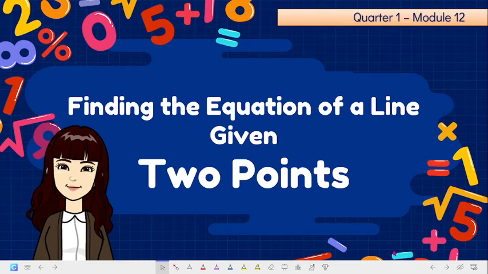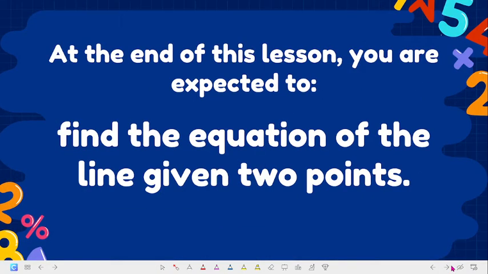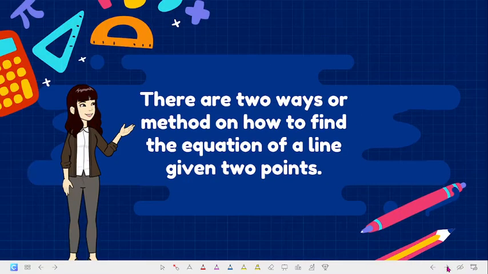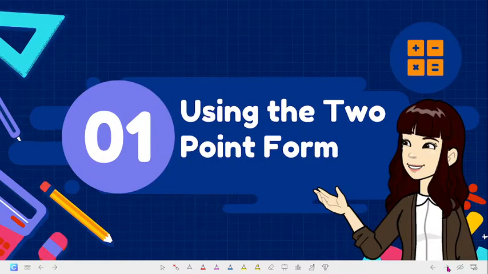Finding the equation of a line given 2 points. At the end of this lesson, you're expected to find the equation of the line given 2 points. So there are two ways or methods on how to find the equation of a line given 2 points.